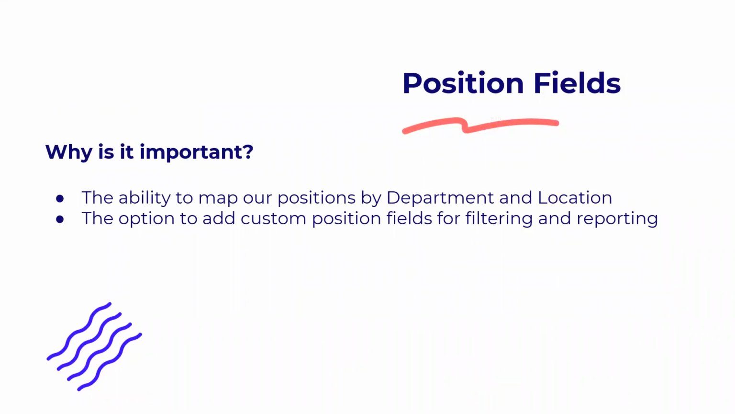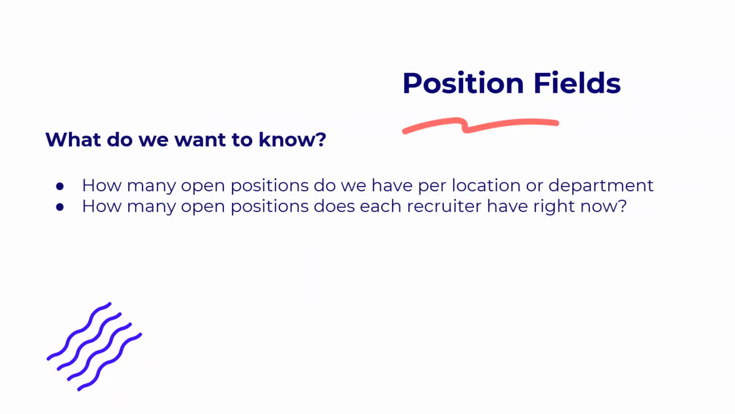Our next topic is position fields. Why are position fields important? First of all, they give us the ability to map out our positions by department and location, and of course, additional categories. We also have the option to add custom position fields for filtering and reporting. What would we want to know in regards to position fields? What's the question that we're going to ask? For example, how many open positions do we have per location or department? Or how many open positions does each recruiter have right now?